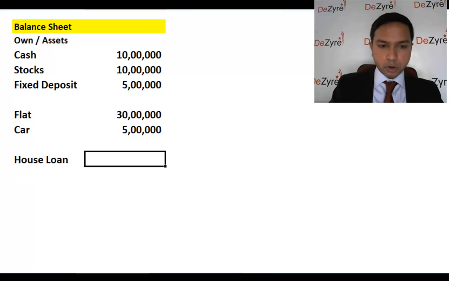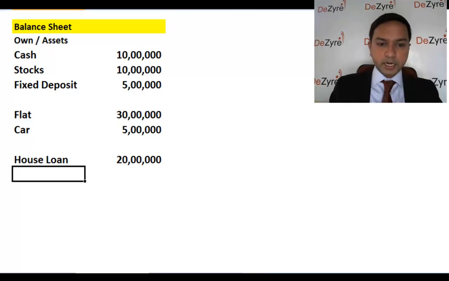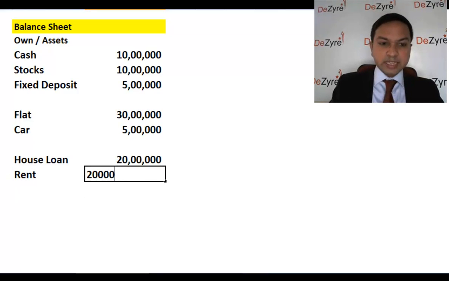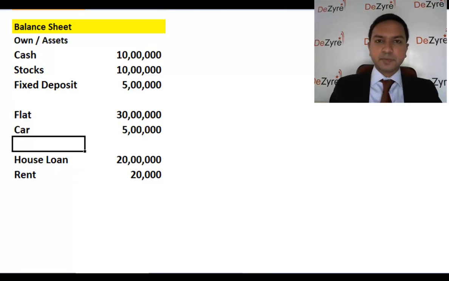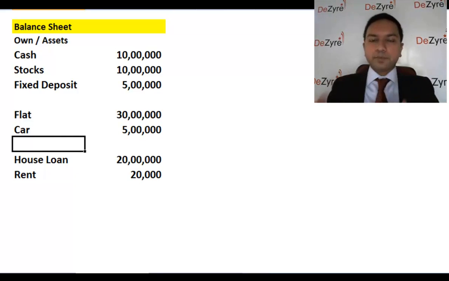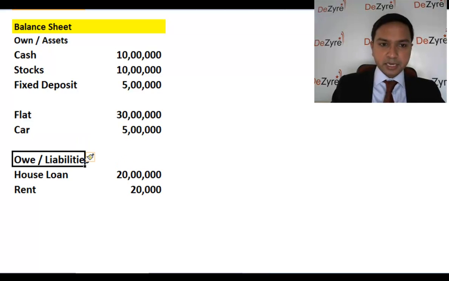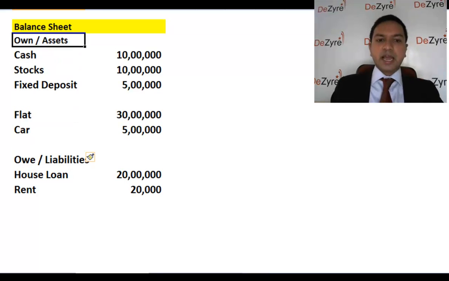You took a loan for a house, so you owe a house loan, let's say a 20 lakh house loan. You probably also owe this month's rent, maybe 20,000 rupees. You probably also owe that money. So all these things that you owe other people, that others have a claim on your income, you have to give this money back to somebody else. That is essentially what you owe, or in corporate finance lingo, it's called liabilities.